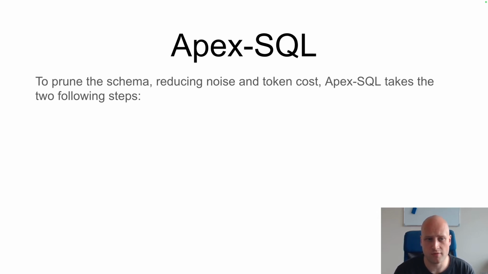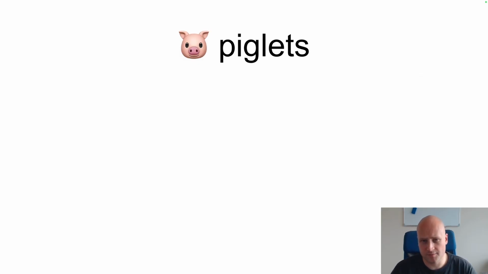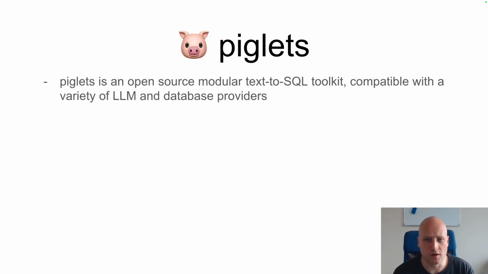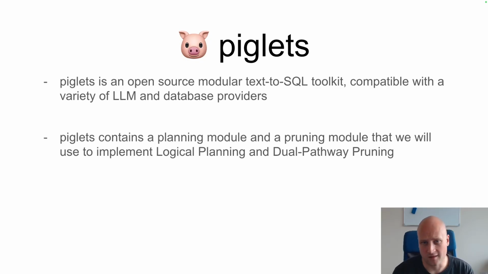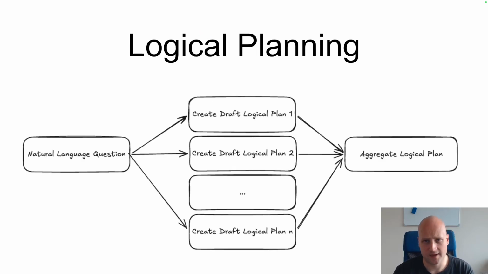In this video, we're going to look at two of the steps covered in Apex-SQL. These two steps are both used to prune the schema, which helps reduce the noise and the token cost for a given text-to-SQL method. These two approaches are called logical planning and dual pathway pruning. Before showing how these can be achieved, we next need to introduce a Python module named piglets. Piglets is an open source modular text-to-SQL toolkit, and it's compatible with a variety of LLMs and database providers. Piglets contains a planning model and a pruning model. In the planning model, there is an implementation of logical planning, which we're going to cover shortly, and in the pruning model, there's an implementation of dual pathway pruning, which is the type of pruning that's implemented in the Apex-SQL paper.